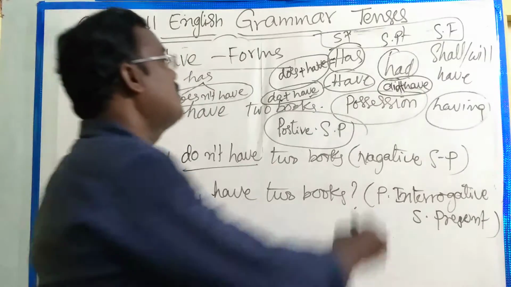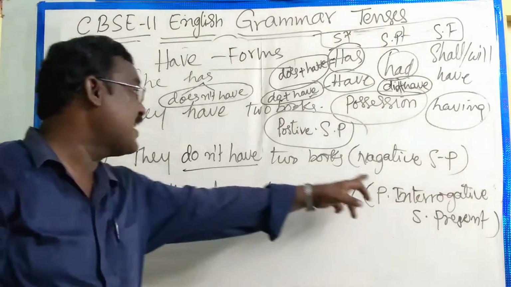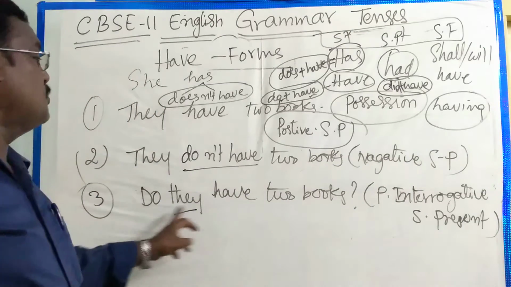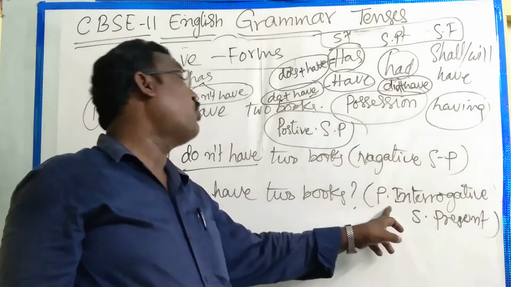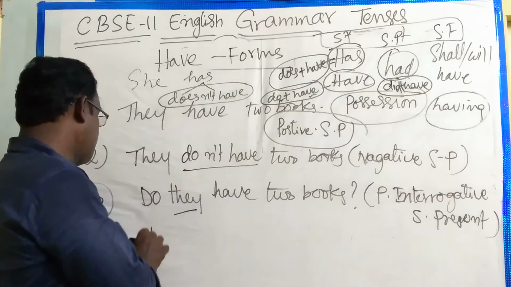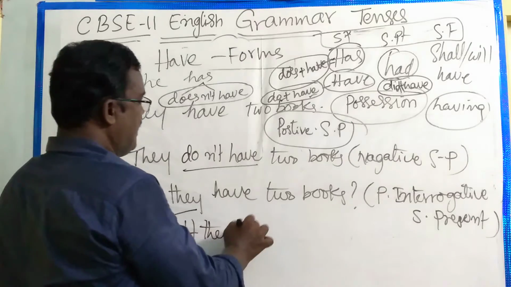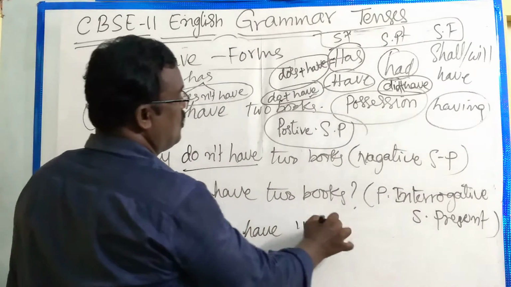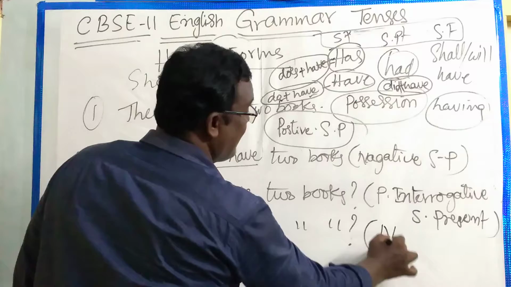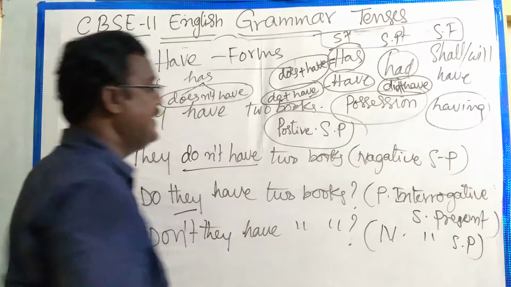Okay, later we can discuss this one. Now, they do not have two books: negative simple present tense. Do they have two books? Positive interrogative sentence. Now, negative interrogative sentence: Don't they have two books? This is a negative interrogative simple present tense.